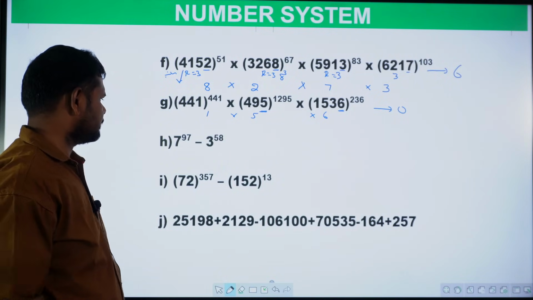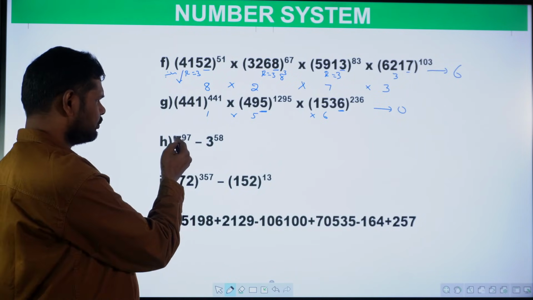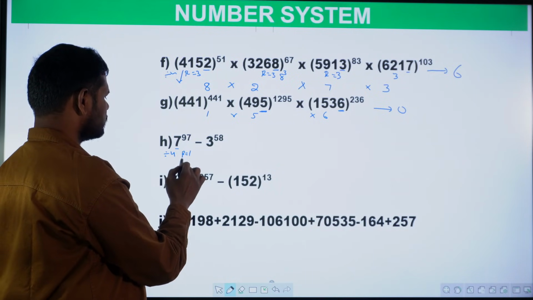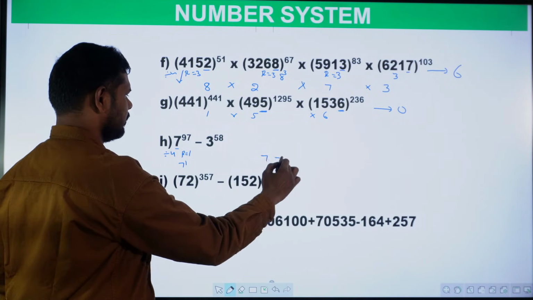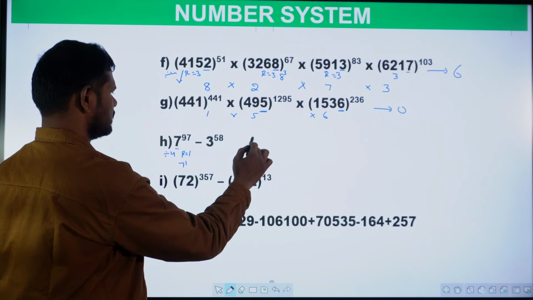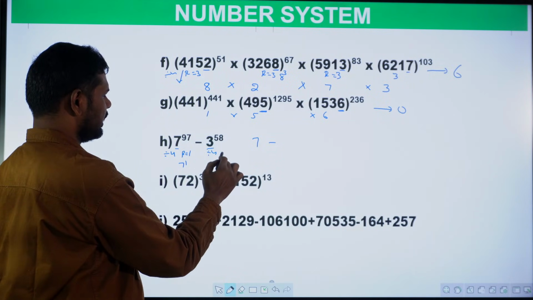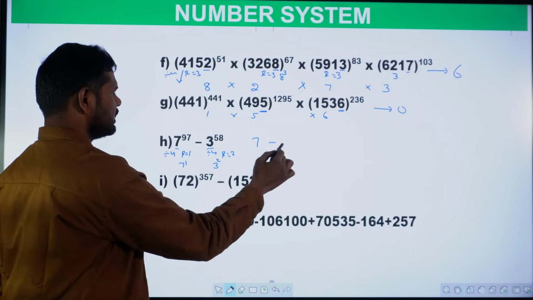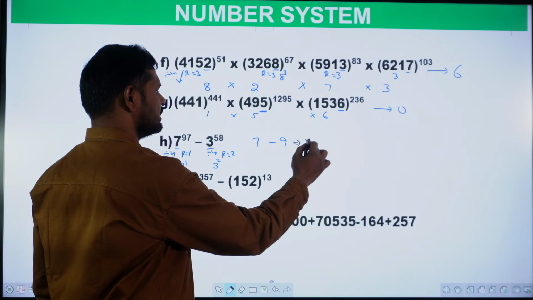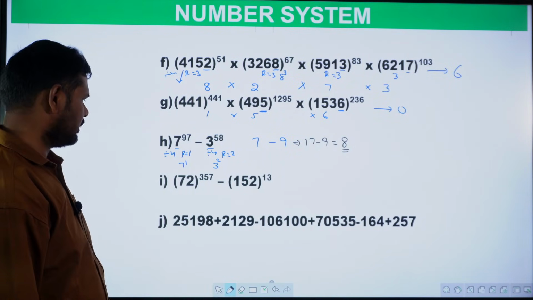That's it. Next. 7 power 97. 97 is divided by 4, and we get remainder 1. So 7 power 1 is nothing but 7, minus. Here the power divided by 4 gives remainder 2. 3 square, units digit is 9. 7 minus 9 is not possible. That's why we convert this as 17 minus 9, which is 8, its units place. That is very, very important.